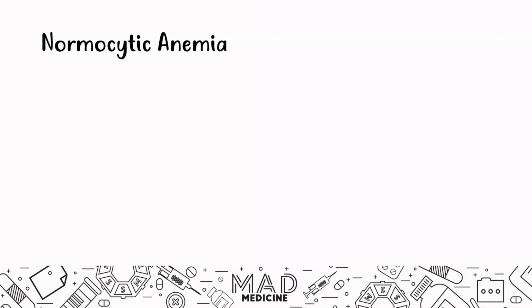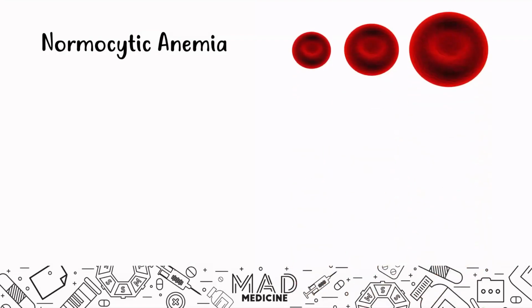Let's talk about normocytic anemia. Normocytic anemia is a type of anemia based off of the size of the red blood cell, and it is going to be classified by an MCV, mean corpuscular volume, that is going to be 80 to 100, aka a normal red blood cell size.